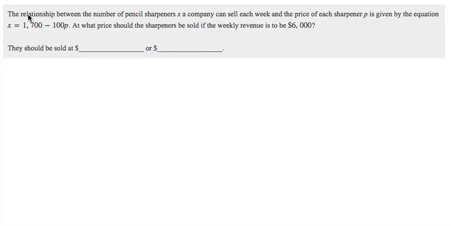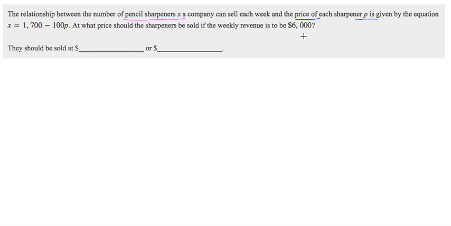Okay, in this problem, the relationship between the number of pencil sharpeners x, so x is the number of pencil sharpeners that a company can sell each week, and the price of each pencil sharpener, lowercase p, is given by this equation. We're not worried about how they got that, obviously. So at what price should the sharpeners be sold if the weekly revenue is to be $6,000?